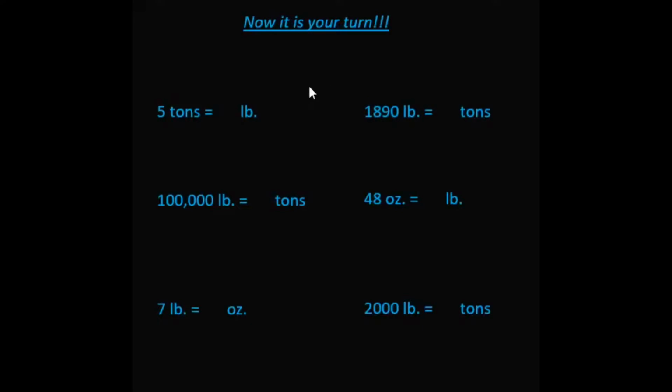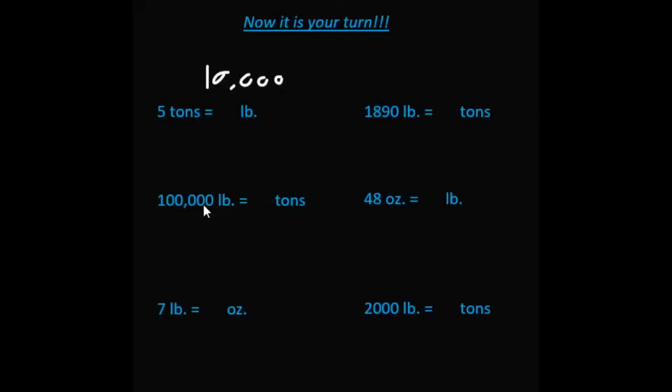Okay, so you guys should be back by now, and I'm going to be showing you the answers. So we know that there's 2,000 pounds in 1 ton, right? So let's do 5 tons. 5 times 2 is 10. So 10,000 pounds. Or 5 times 2,000, which is 10,000, right?